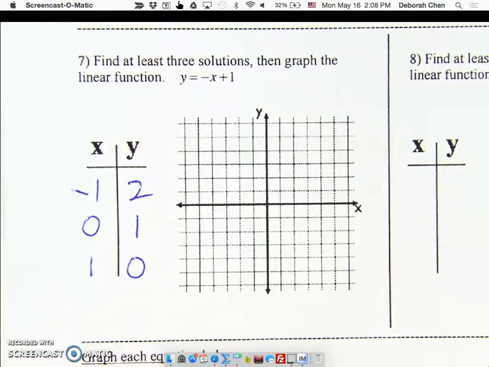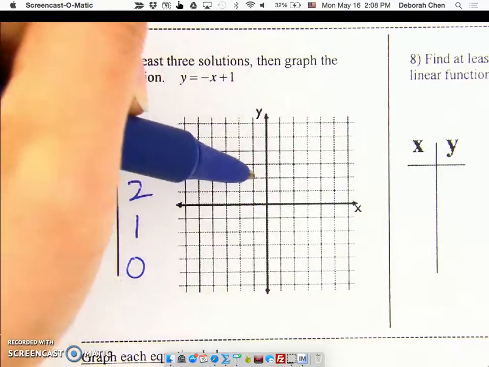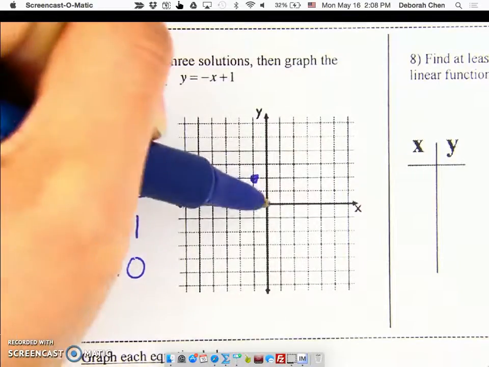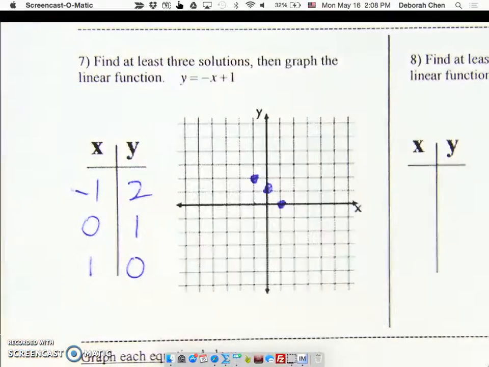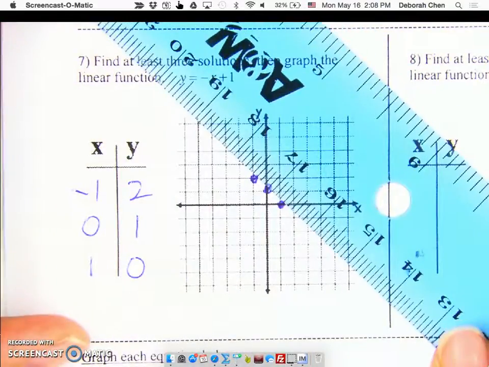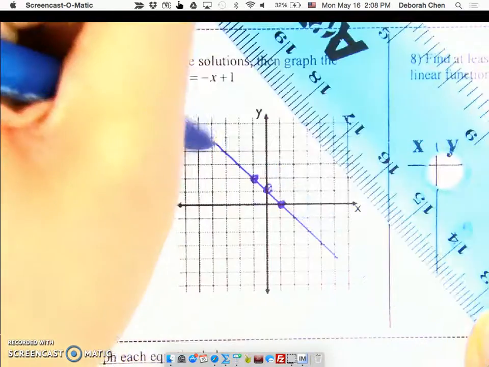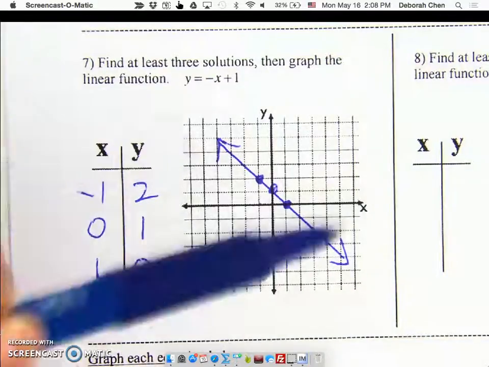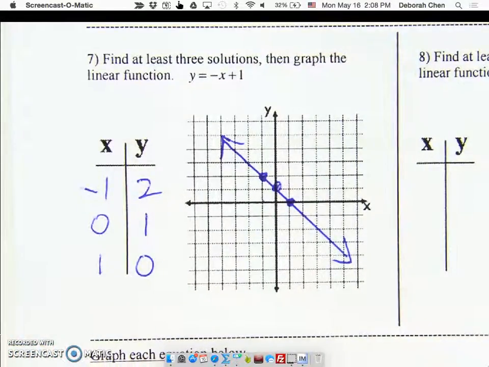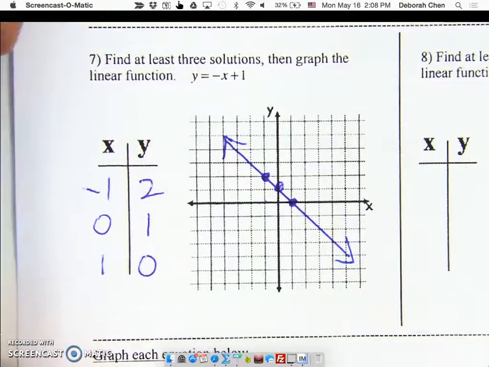So over -1, up 2. Over 0, up 1. Over 1, down 0. Here's my 3 dots. Here's my line with the arrows at the end. This line represents all the solutions that would make this equation true. Here's number 8.